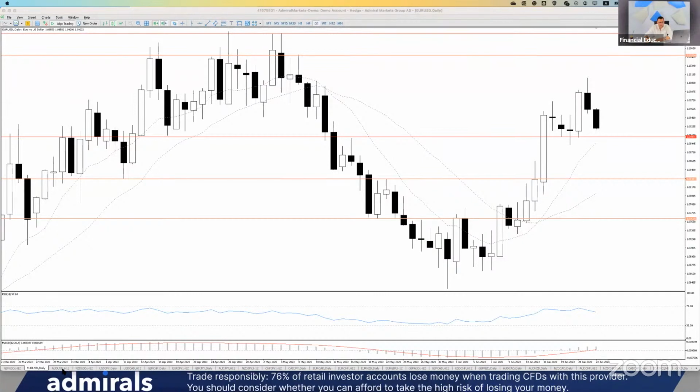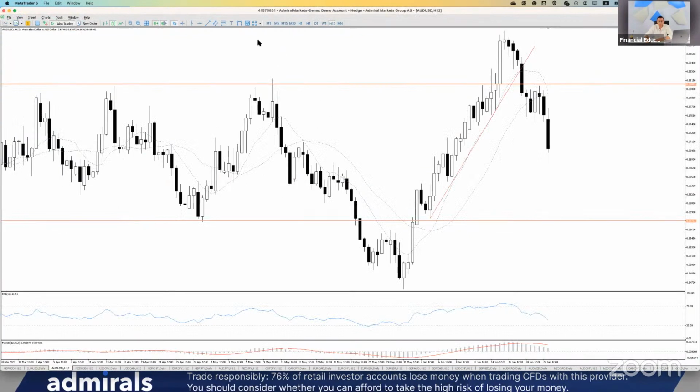Australian dollar, US dollar. Yeah, we want to move on, but our MT5. Okay, now it's better.